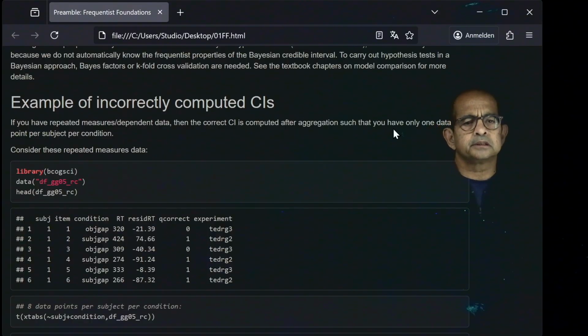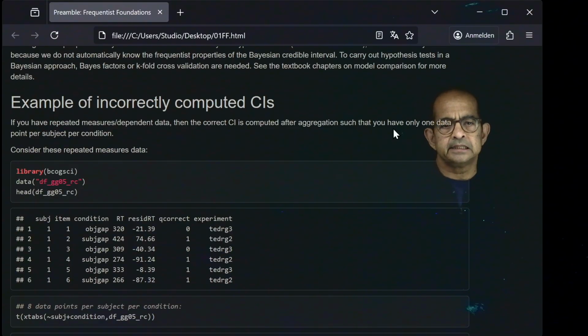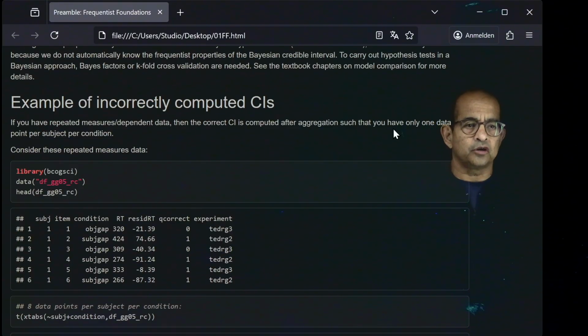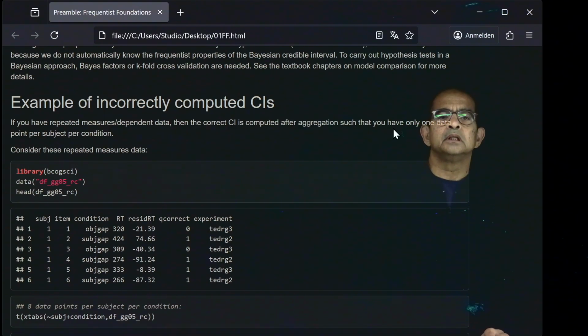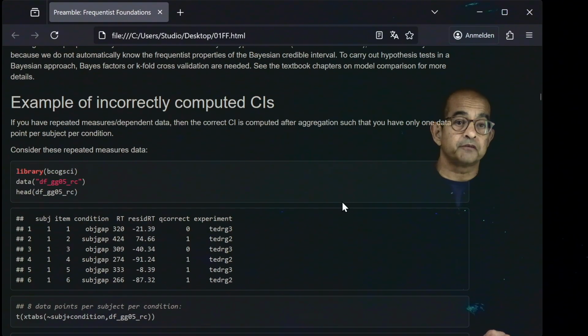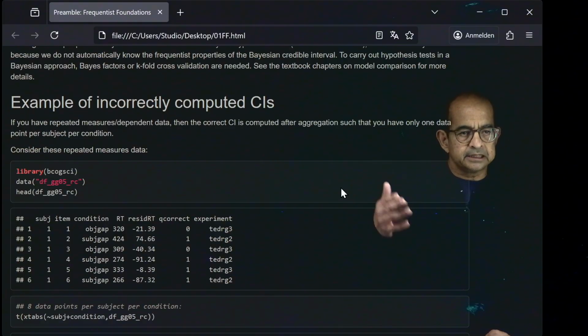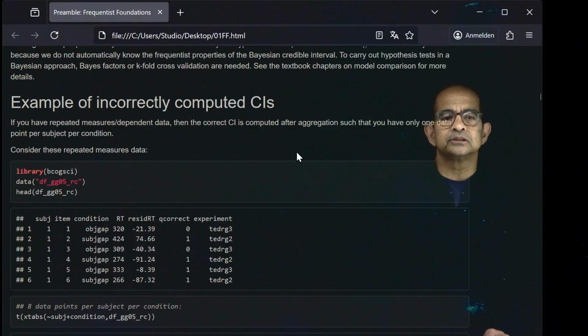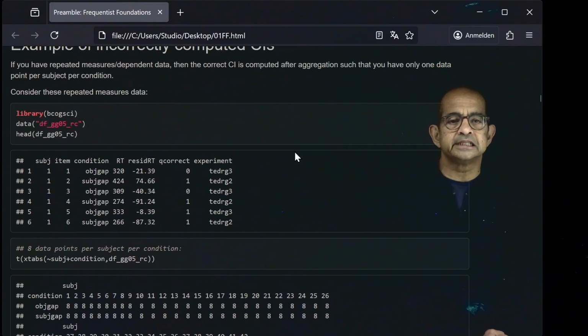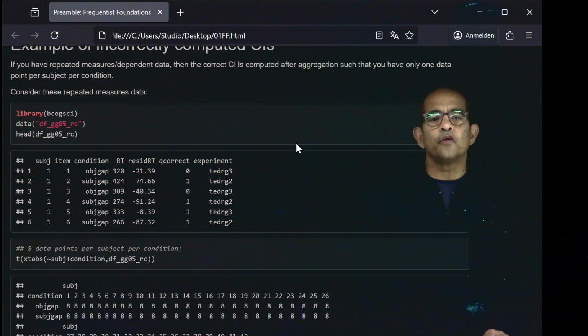One important mistake that one often sees in published papers is the incorrect calculation of the confidence interval. This typically happens when you have repeated measures or dependent data, and what happens is that we forget the crucial assumption that the data are assumed to be independent. So let's see an example that illustrates the incorrect calculation of the 95% confidence interval.